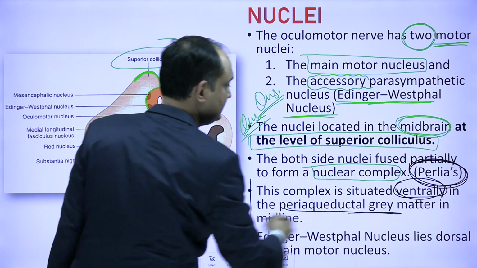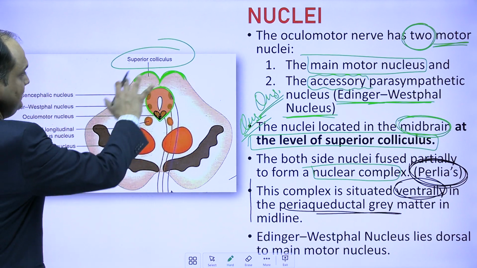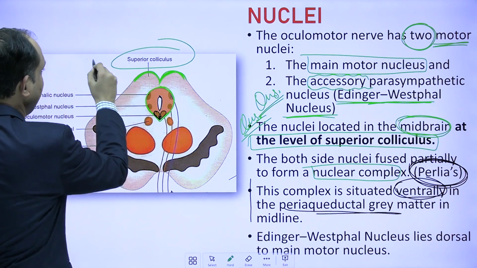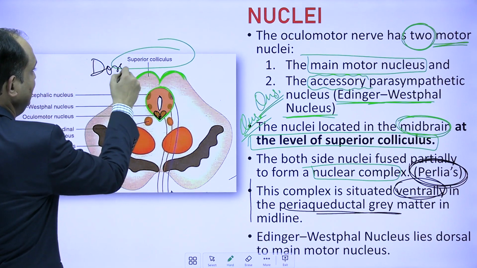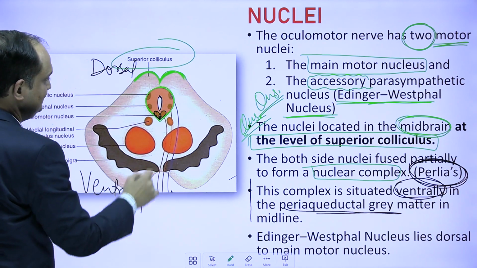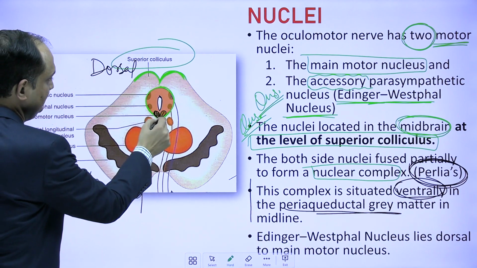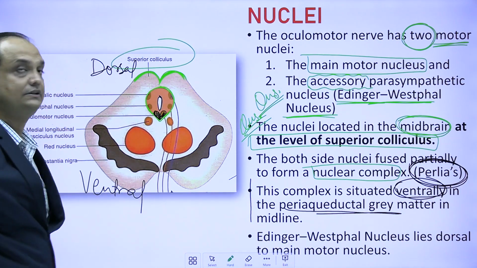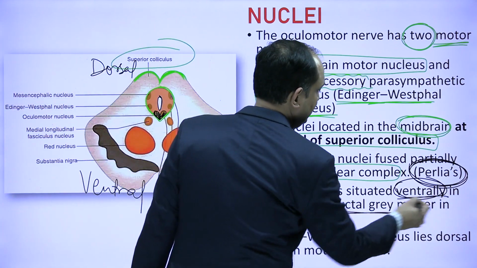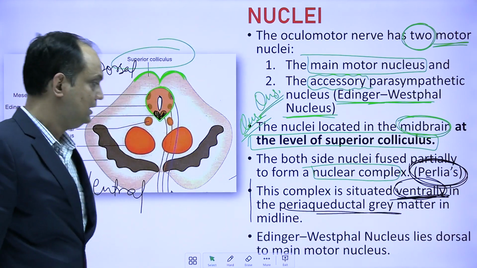Then the important thing about this complex is that it lies on the ventral aspect of the periaqueductal gray matter. If you see this section, this is your aqueduct. This will be the dorsal aspect and this will be the ventral aspect. So you will realize that this nuclear complex is present on the anterior side of the aqueduct, and that's why it is ventrally placed, not dorsally placed.